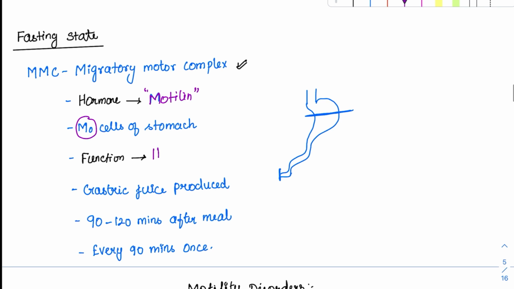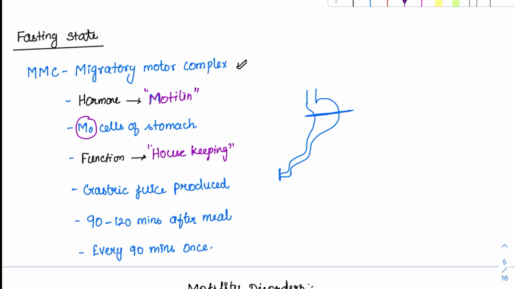Its function is like a housekeeping job. It is like cleaning the house. It is cleaning the GIT. For cleaning the house, the first thing is we use the broom. So movement is required. At the same time, we do it with the mop also, like washing it away.